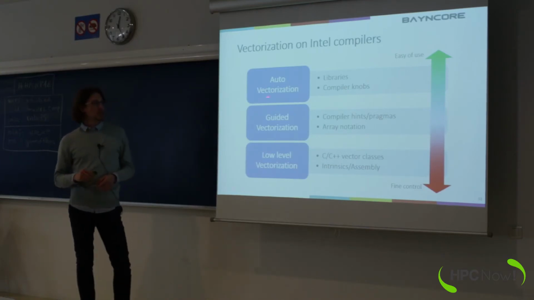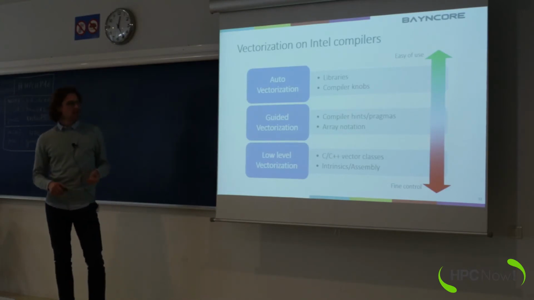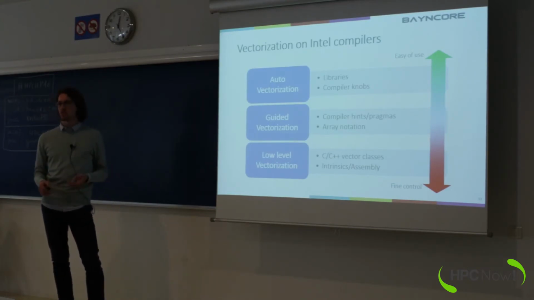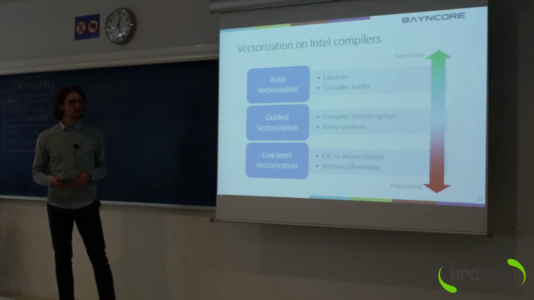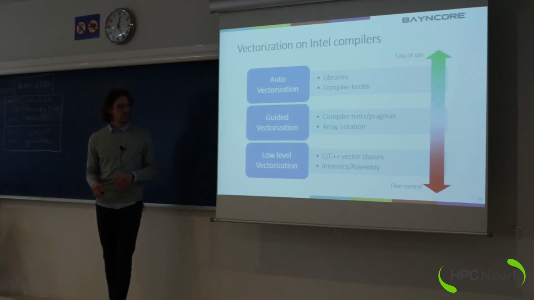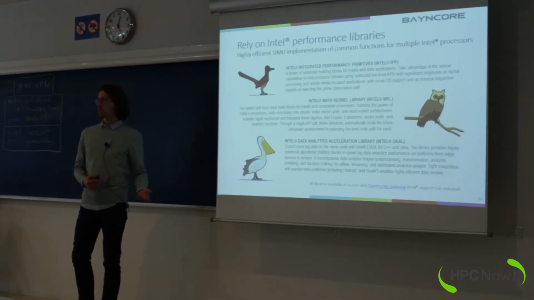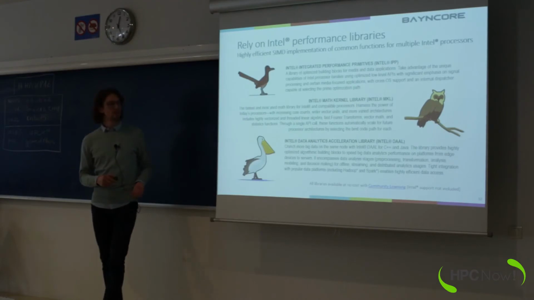Both the Intel compilers and the GCC compilers also support auto-vectorization, which gives you a bit of automatic vectorization, but normally it does not work very well. I think I heard something like 10% or so of the code can be optimized with this, but it's so-so. Then you have guided vectorization and low-level vectorization. Ideally, you use code that somebody else wrote. You use libraries that are already prepared.